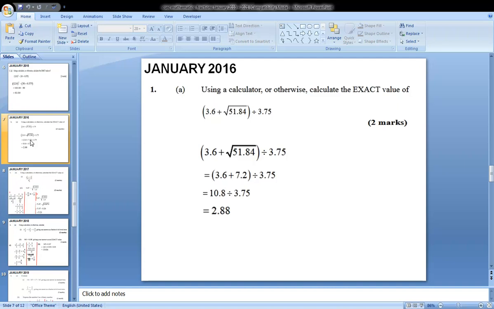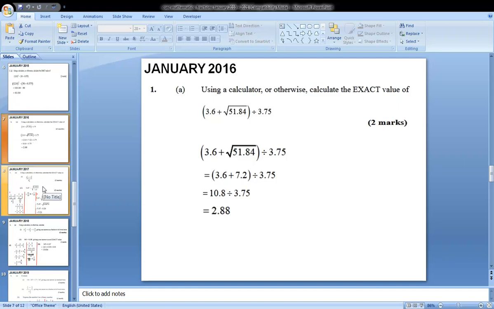So let's find the square root of 51.84. That is 7.2. So we now have 3.6 add to 7.2 divided by 3.75. So when we add 3.6 and 7.2, we get 10.8. And 10.8 divided by 3.75, we get 2.88. That's the exact value that is given on your calculator.